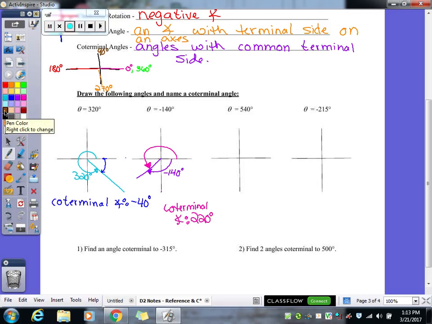So now 540, that's higher than our 360. So I'm going to subtract 360 from it first. So 540 minus 360 gives us 180. So that means my terminal side is right here at 180. But when I go to show my angle, I got to loop around once and then go to 180. So it looks kind of like a little seashell on there.